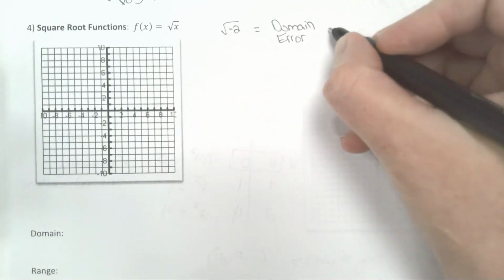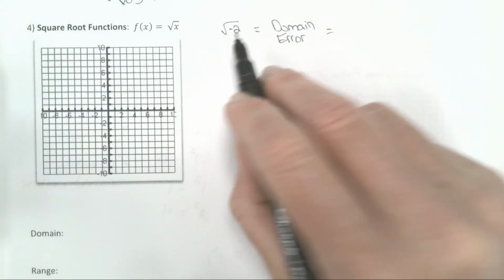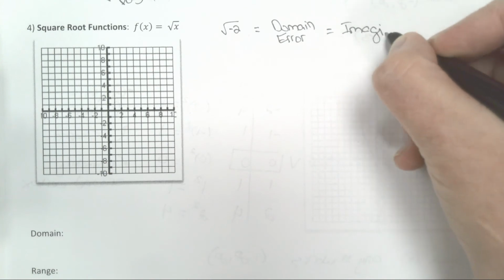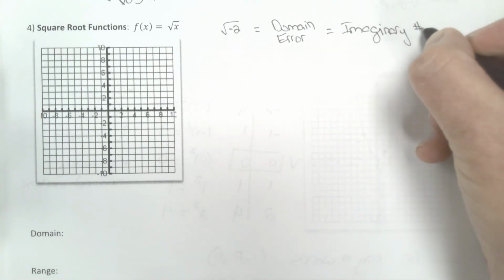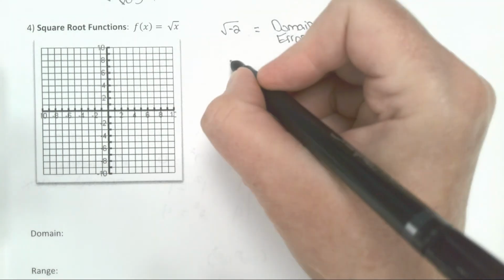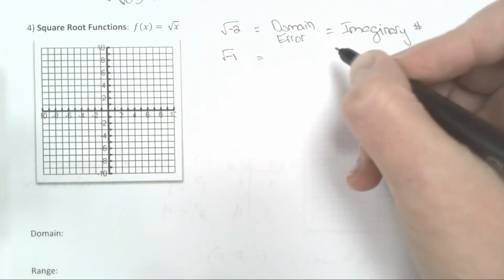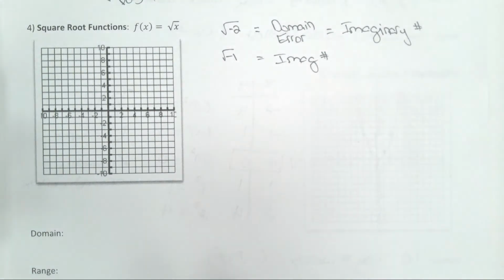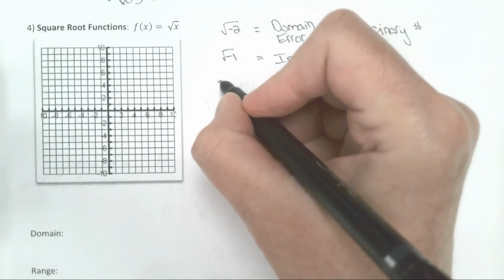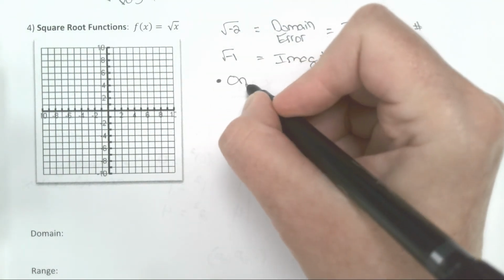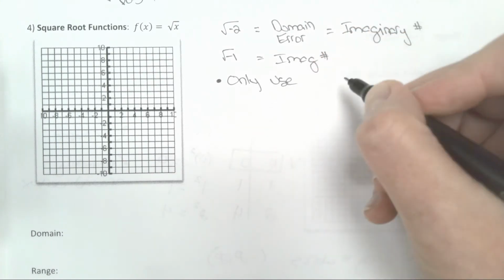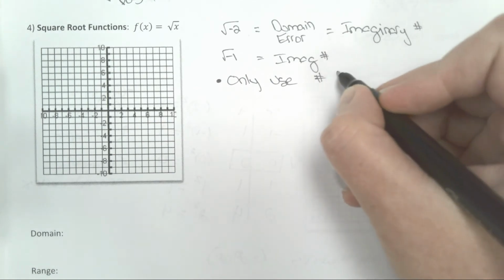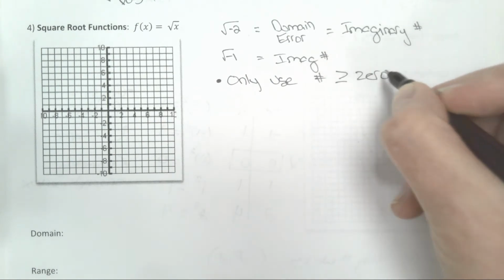It says domain error because when you try to take the square root of a negative, it is actually an imaginary number. Same thing with the square root of -1. It is also an imaginary number. So here, you can only use numbers greater than or equal to 0.